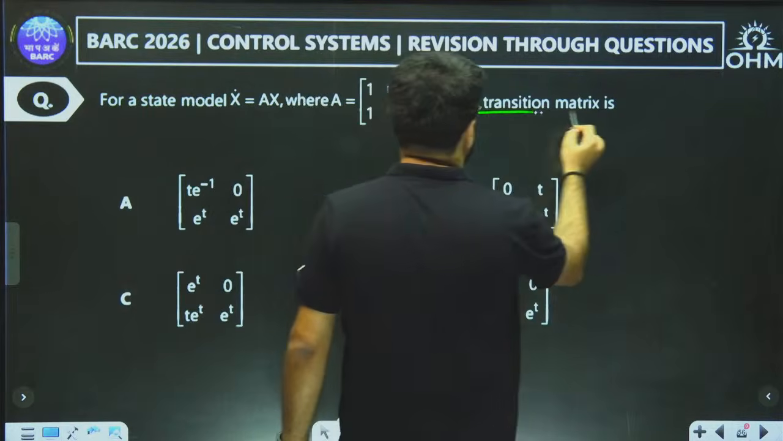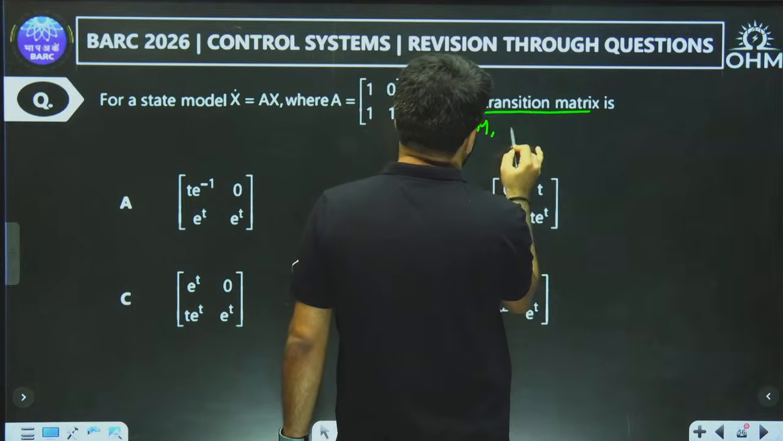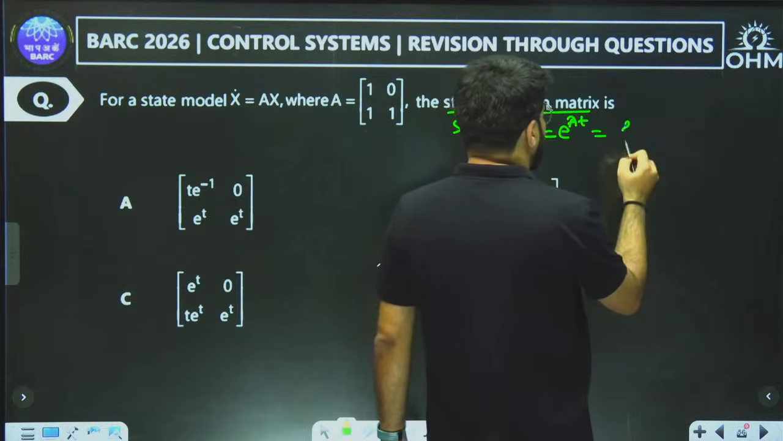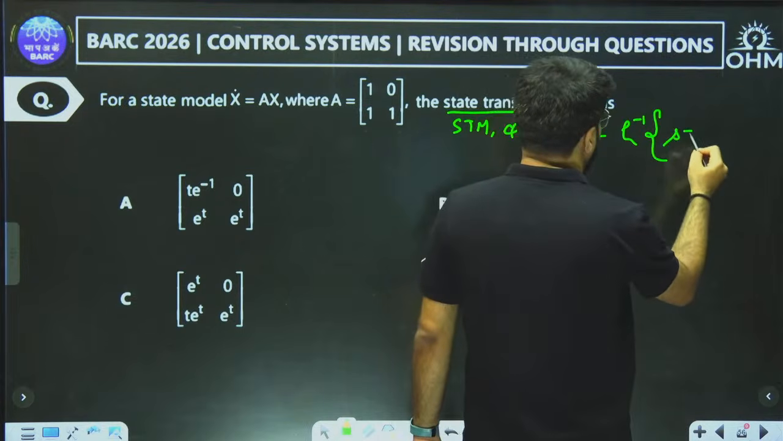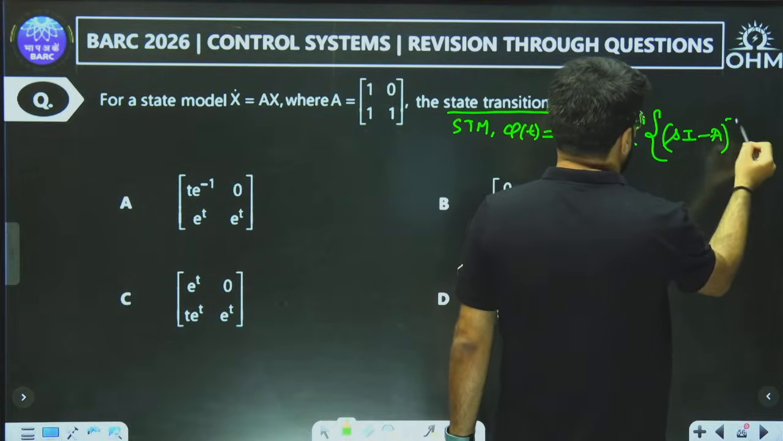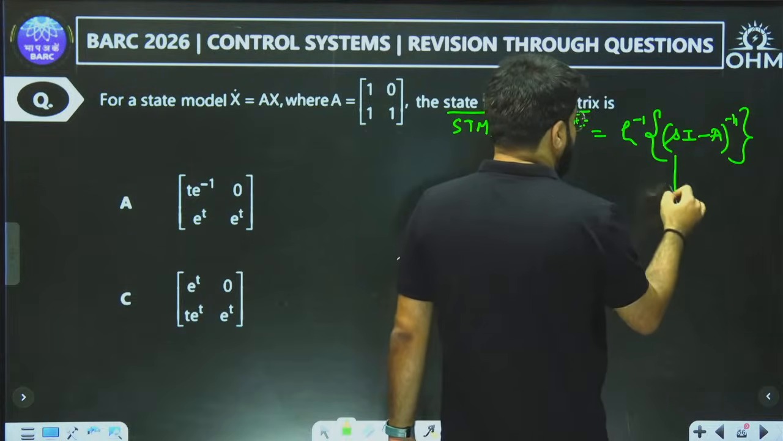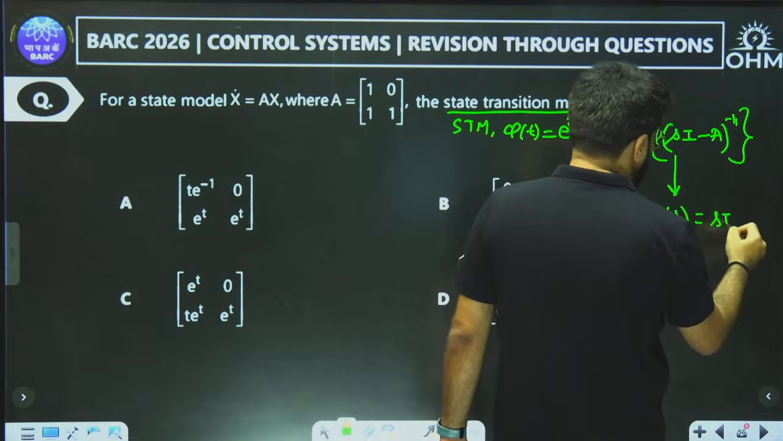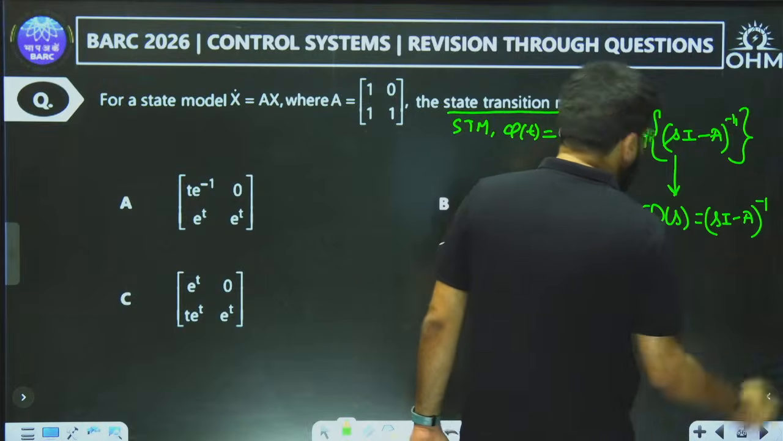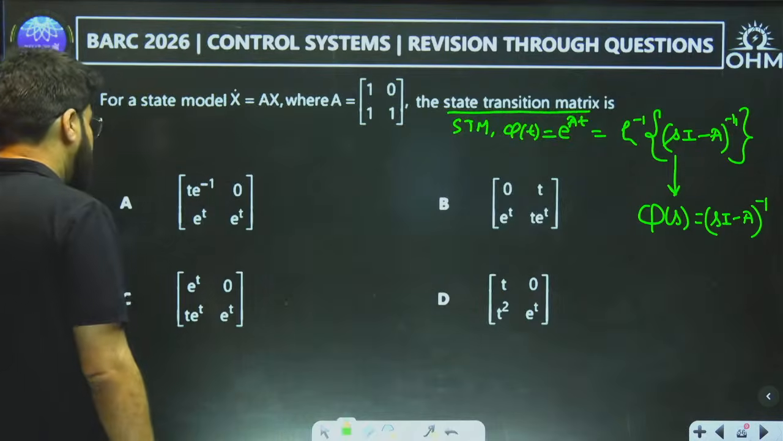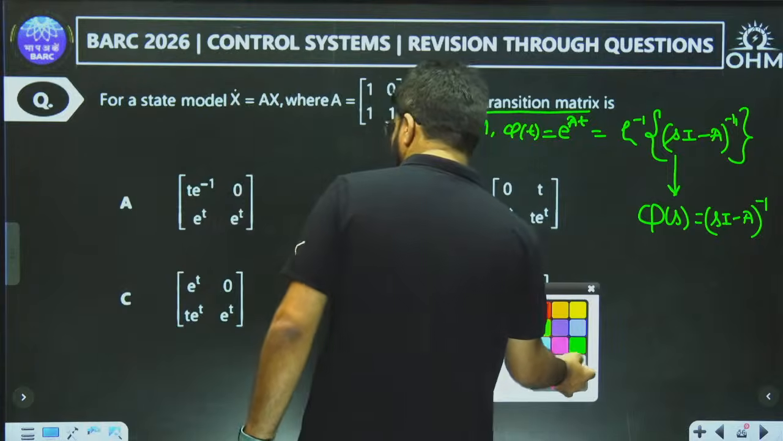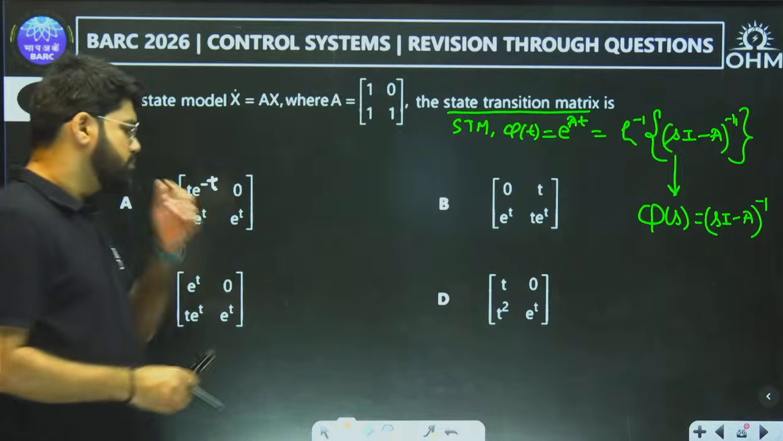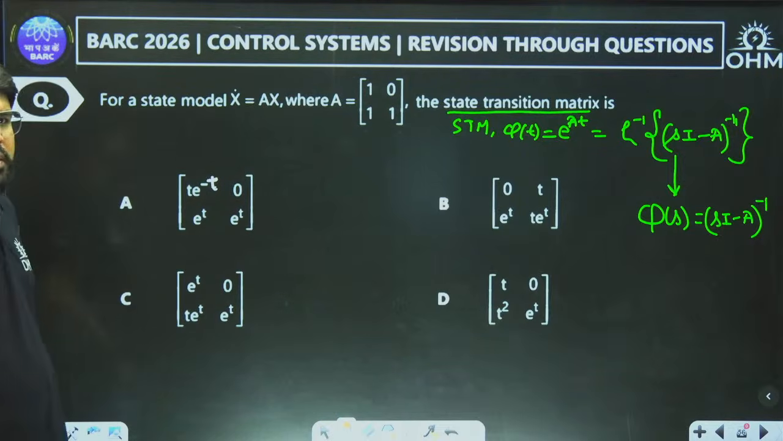The state transition matrix STM, phi t, defined as e power At, is given by the inverse Laplace of (sI minus A) whole inverse, where this (sI minus A) whole inverse is also known as the Laplace transform of phi t. So first we have to target this (sI minus A) whole inverse.